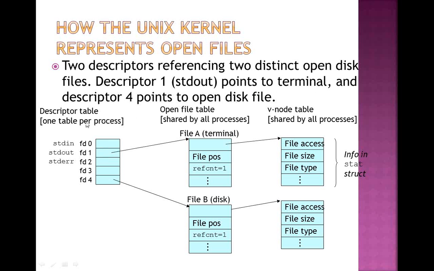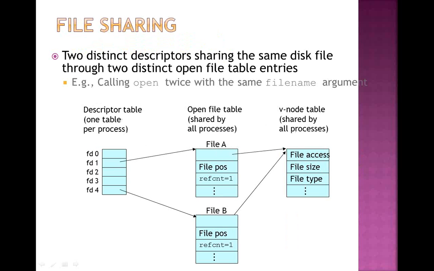This is the descriptor table, one table per process, the open file table, and the vnode table. That is fd 0, 1, 2, 3, 4. That is the open file, file A, file position, then the vnode table with file access, file size, file type. This is how an open file is represented: the open file table, vnode table and the descriptor table.